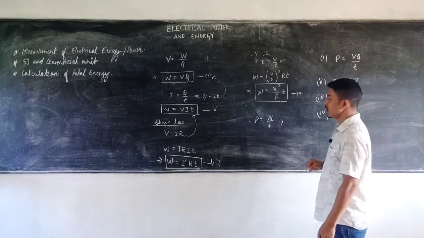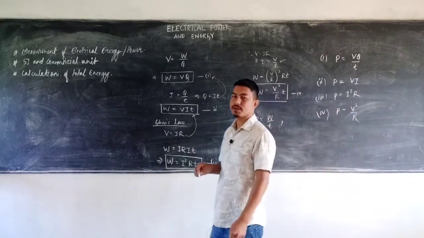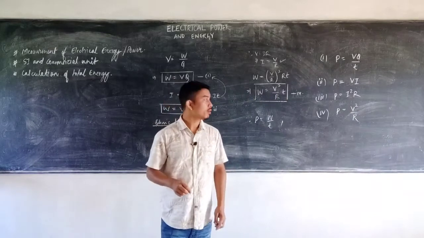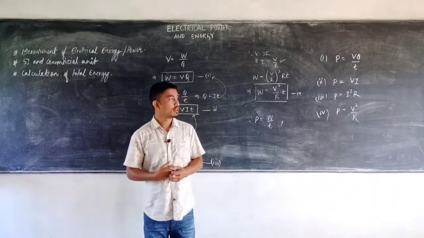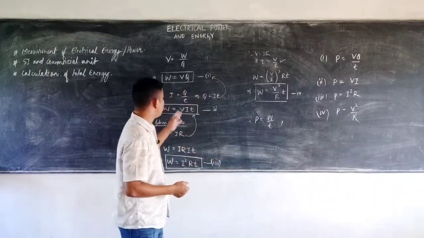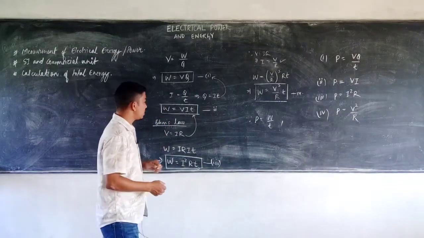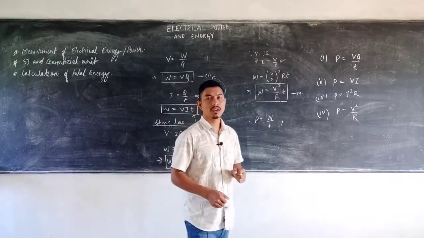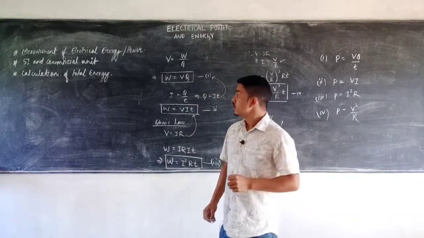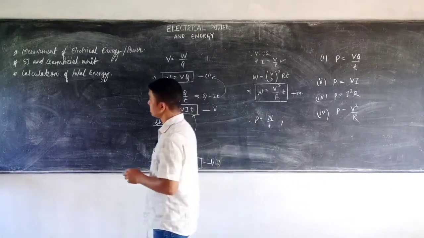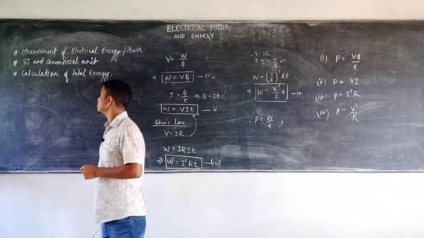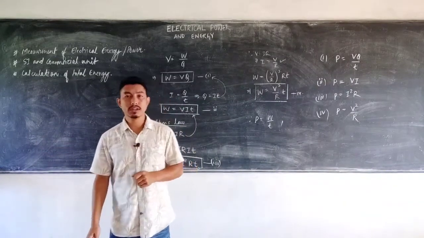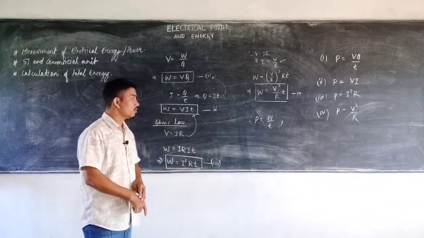Okay, so thus very easily I get the four expressions to find the power of electrical energy. That is how we obtain the expression for the work done by the electrical energy, or simply the energy, and the power, that means the rate of doing work. Now coming to the second point, that is the SI and the commercial unit of electrical energy. So how do we obtain it?